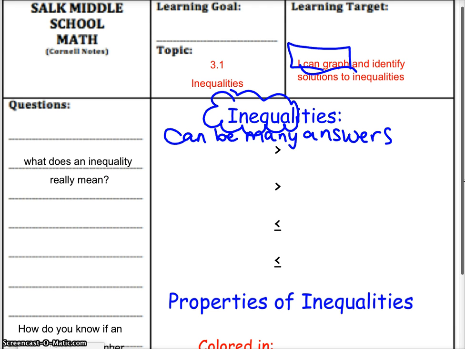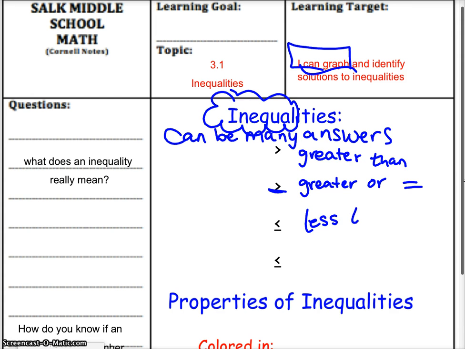You have greater than, that's when the open mouth is facing the left. This is greater. If there's a line under there, it's greater than or equal. And then if the point is facing to the left, it's less than. And if there's a bar under it, it means that it's less than or equal.